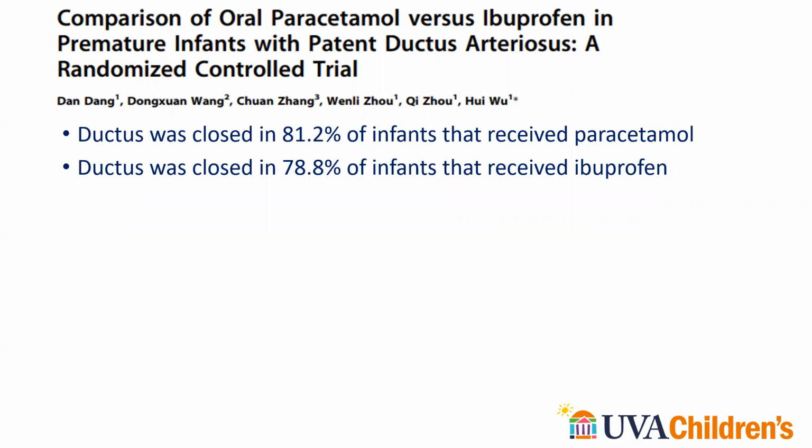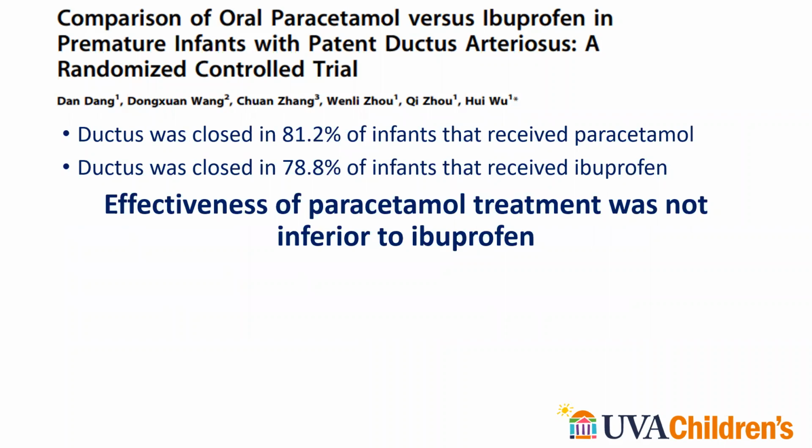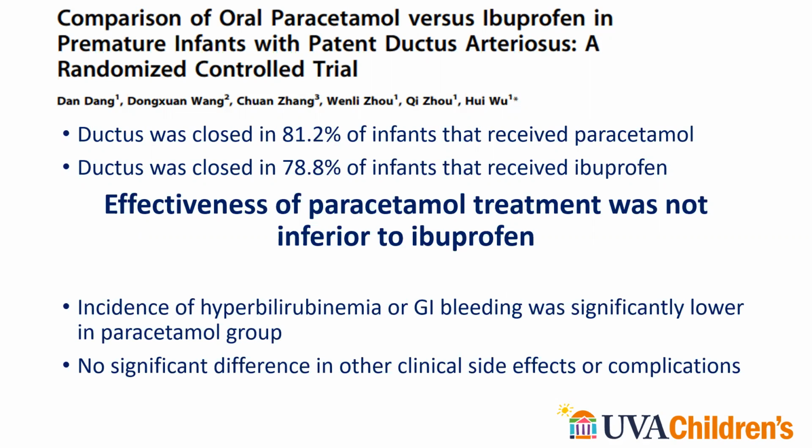So the results of the study showed that the ductus arteriosus was closed in 81% of infants that received paracetamol and 79% of infants who received ibuprofen. So therefore, they were able to conclude that paracetamol treatment was not inferior to ibuprofen. They also showed that the incidence of hyperbilirubinemia and GI bleeding was significantly lower in the paracetamol group, with no significant difference in other clinical side effects or complications.